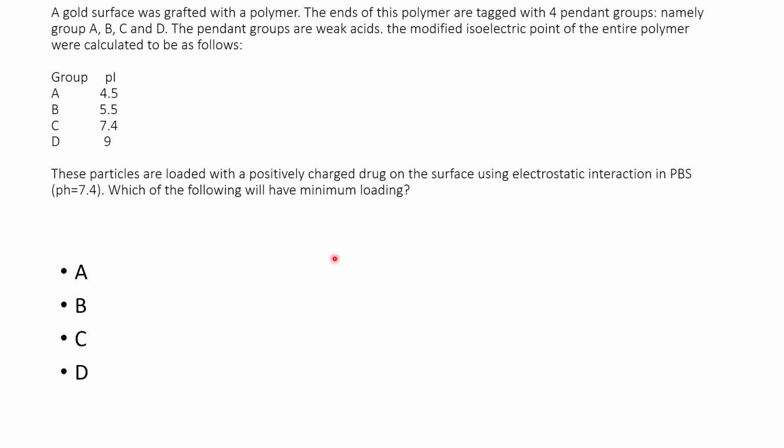Yeah. So what is the isoelectric point of a chemical? Sir, when both the positive and the negative charges become neutral. Right. So an isoelectric point is simply where a chemical will have no net charge, right? So it's neutral. So what happens at a pH lower than the isoelectric point? So when pH is less than pI, what happens?